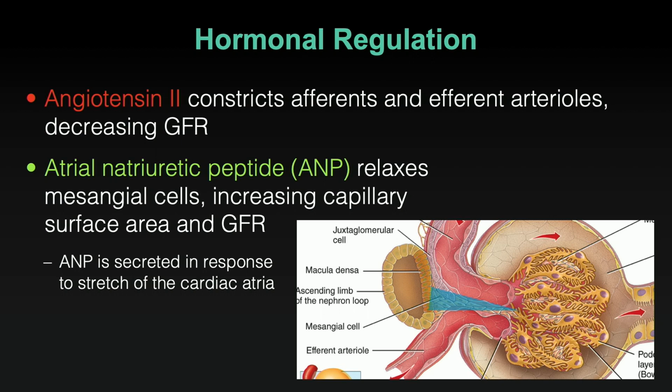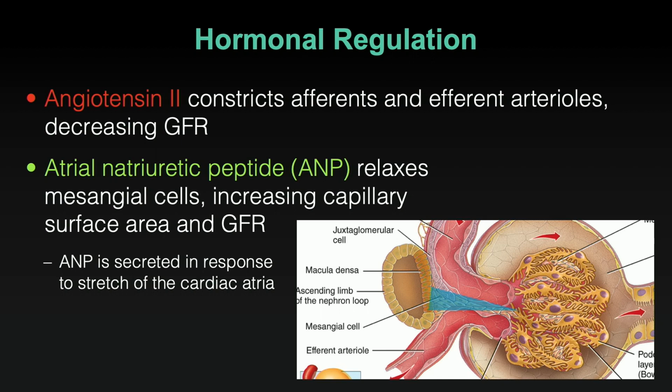So atrial natriuretic peptide, when there is high blood pressure, lots of fluid on hand, is released from the heart, it relaxes these cells, increases the surface area so that more fluid can be expelled from the blood, hopefully decreasing pressure and restoring homeostasis.